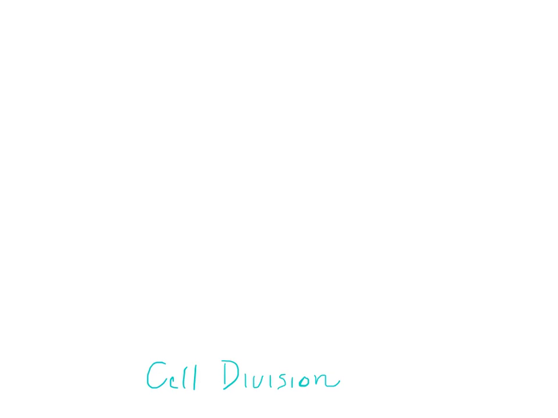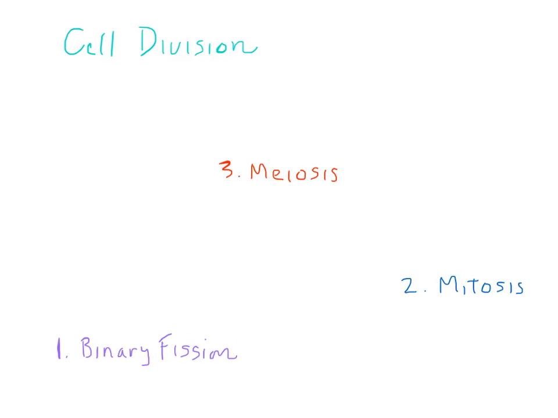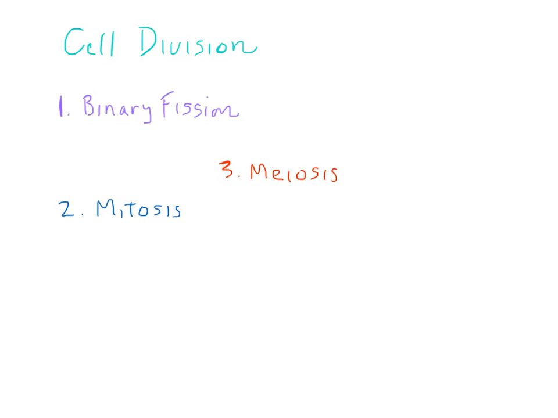In this video, we're going to examine the three types of cell division. We're going to take a quick look at binary fission, but spend most of our time on mitosis and meiosis.